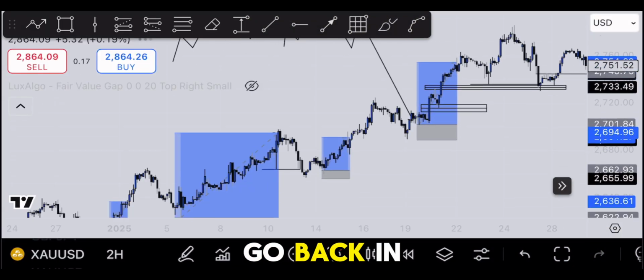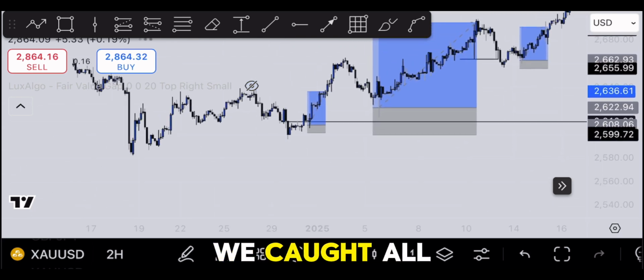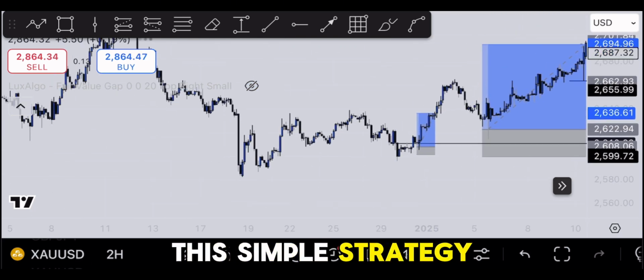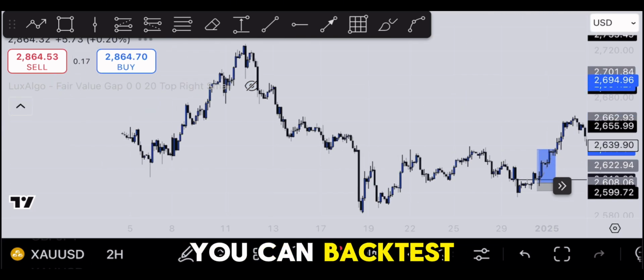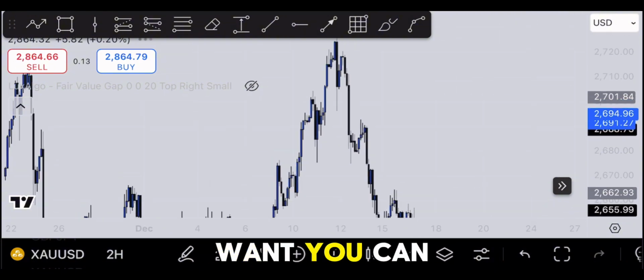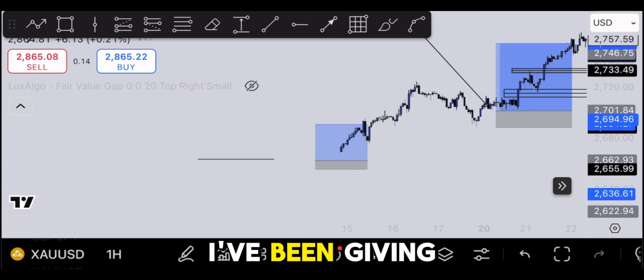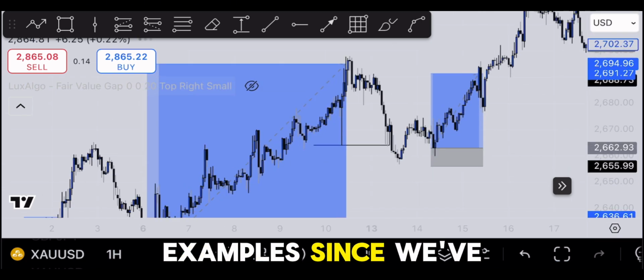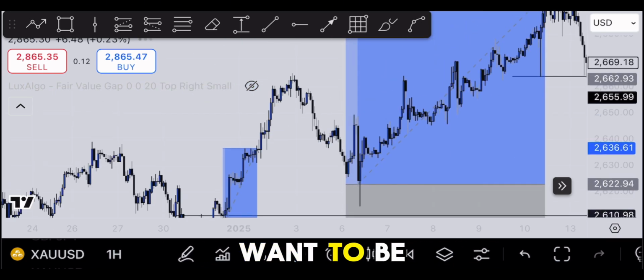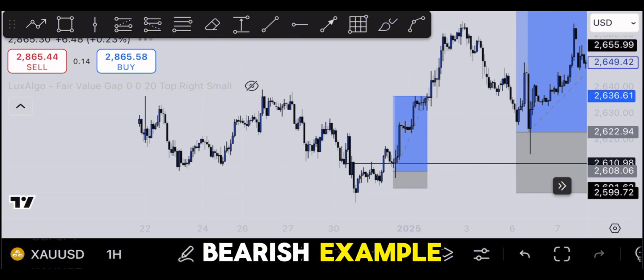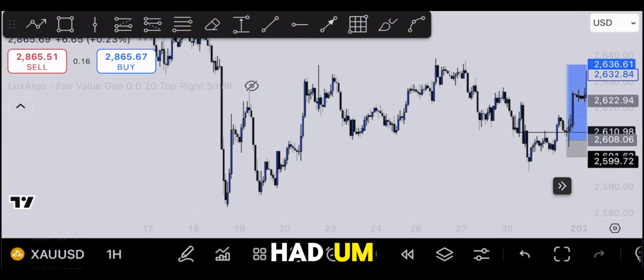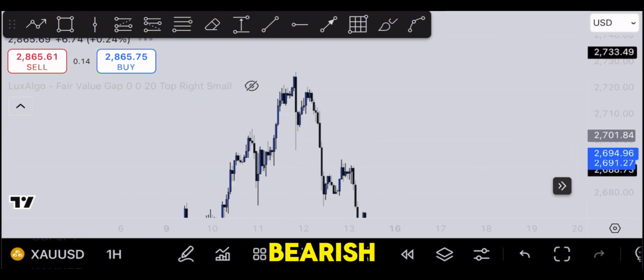Even if we go back in price, you see that we got all these setups using this simple strategy, this simple tool. You can backtest it any way you want. And then I just want to show you guys another example. I've been giving you guys bullish examples since we've been bullish, but I also want to be able to give you guys a bearish example when we also had the market turning bearish.